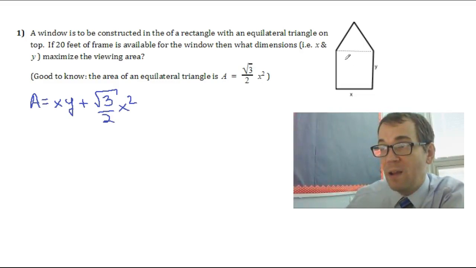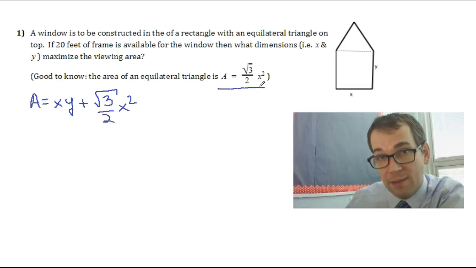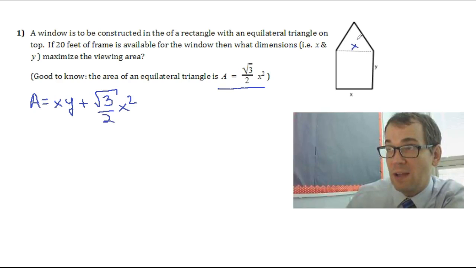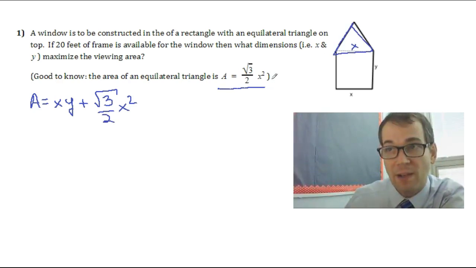We want to maximize the area of this window that's a rectangle with an equilateral triangle on top. We have this lovely hint about the area of an equilateral triangle. Since this bottom is x, this is also x, and so the area of this triangle will be represented by root 3 over 4 x squared.